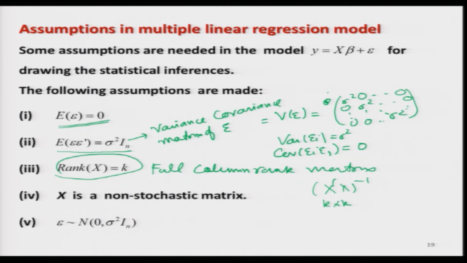The fourth assumption we make is that X is a non-stochastic matrix. That means all the independent variables, all the explanatory variables x1, x2, up to xk, are fixed. That is an extension of the assumption we made in the simple linear regression model also. You have seen that this assumption helps us in taking various types of expectation, but in practice it might be possible that sometimes the x's are random variables, they are stochastic. Corresponding to those cases we have random regressor models also.